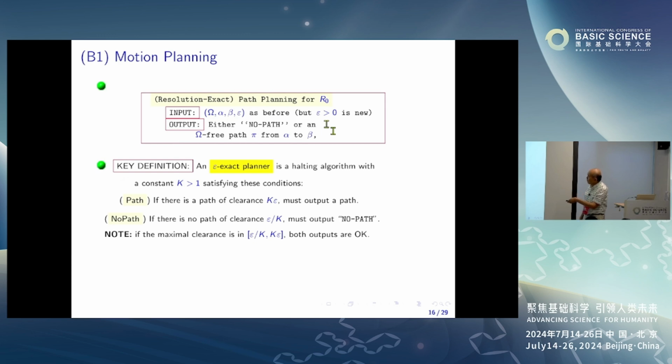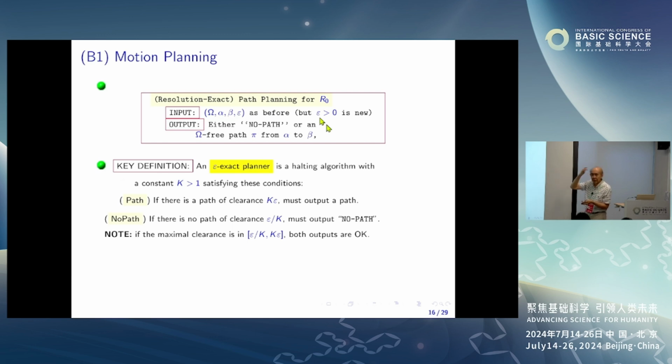And it has to satisfy these two conditions. Your algorithm has a constant k, which is positive, say k greater than 1. And if there's a path of clearance k times epsilon, you must output a path, okay? If there's a path that's so wide and your robot is so small, and you say no path, that's terrible, right?